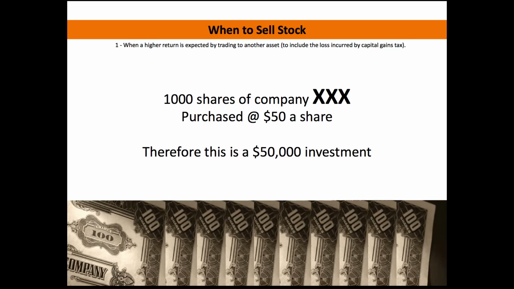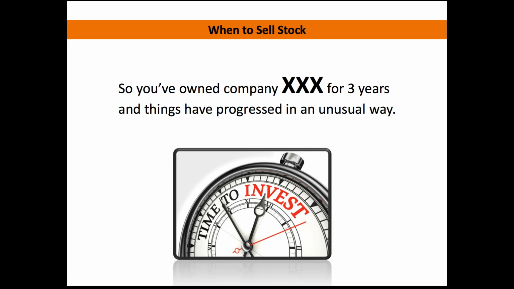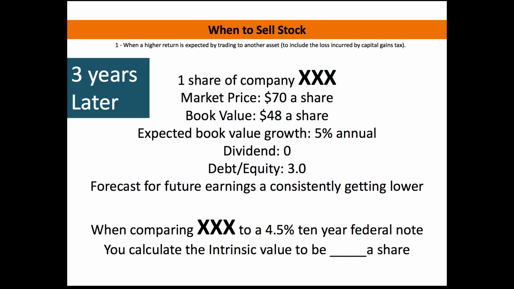And what I'm going to do now is walk you through a sell scenario. Let's go ahead and warp in time to 3 years later. And let's see how our investment did and whether we want to continue to hold it or maybe buy something else. Okay, so we've owned company XXX for 3 years, and time has progressed in an unusual way, and our company really hasn't performed like we had expected it to. Based on all those numbers, we really thought XXX was a strong pick, but in the end, it's showing some really weird signs. So let's go ahead and walk through those.